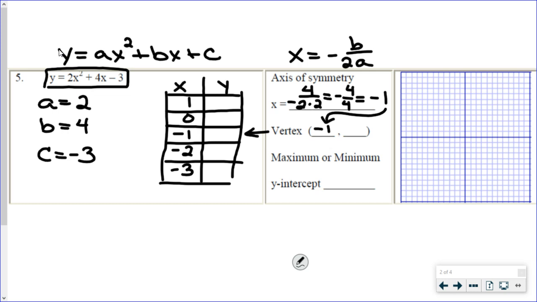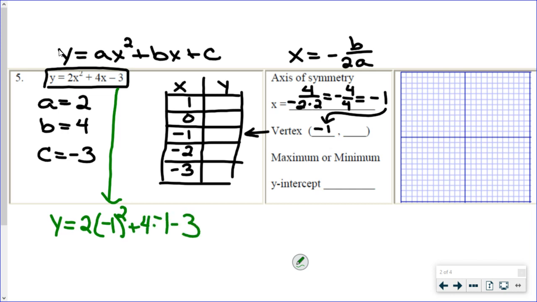Now take your calculator out. When x is -1 in this equation, y equals 2 times -1 squared plus 4 times -1 minus 3. What is y? Check it in your calculator, it should be -5. And that copies down there. Now use your calculator. If you have the kind I have in class, just arrow up and over. You don't have to clear it out all the time.